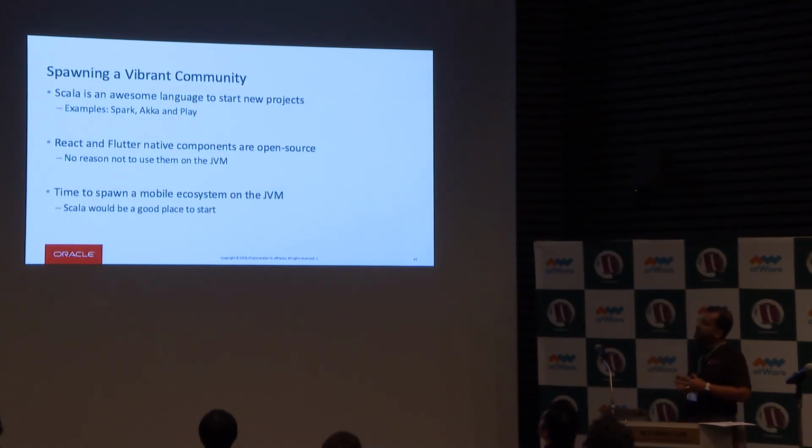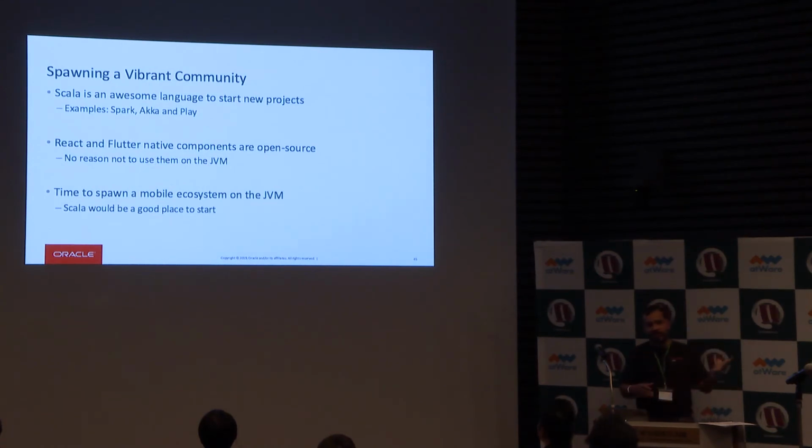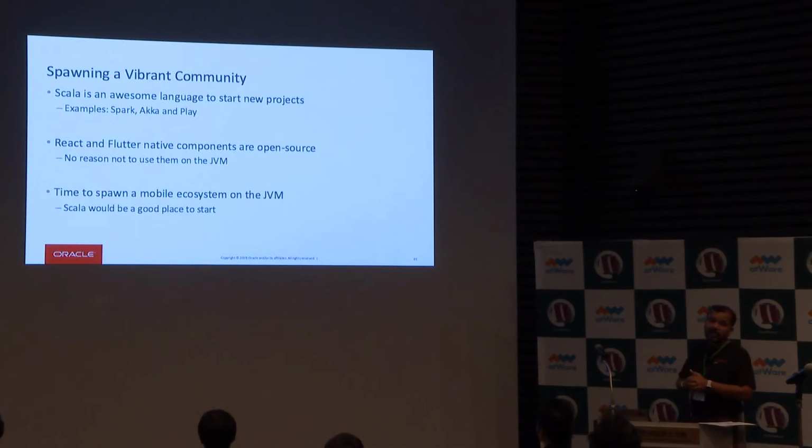So what happens here is, you're able to then create a new community of mobile platform development as well, right? So when Spark started and things like that, it was all Scala and so forth as well, right? So similar to Akka and Play. So now you have this ability, and you can definitely start new projects accordingly there. So there's no reason not to use the JVM essentially, right? So it's time to spawn a new mobile ecosystem on JVM, and it's something that we encourage you to try, and Scala would be a good spot to start on that.